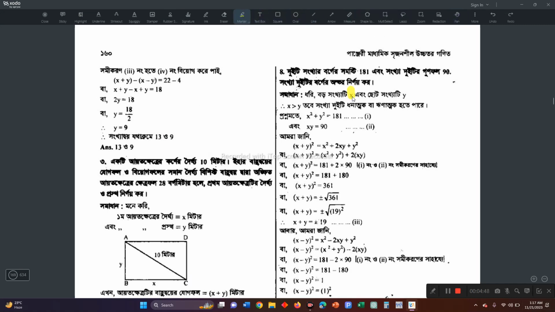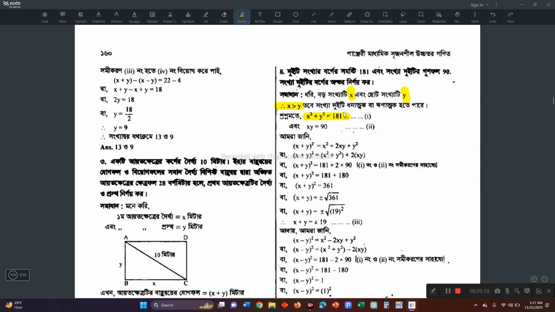Let the first number be x and the second number be y, and we are considering that x is greater than y. So according to the first condition, x square plus y square, that means the sum of the squares of the numbers, is equal to 181. That means x square plus y square is equal to 181.